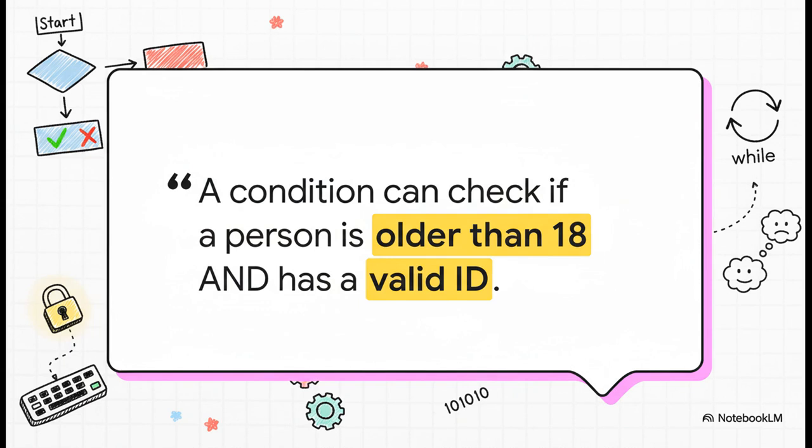But decisions are rarely based on just one thing. What if you need to check multiple conditions at once? Well, we can use logical operators like AND. This lets the program check several things at the same time. And with AND, the whole statement only becomes true if every single part of it is true. This is how you start to combine simple rules to create some really complex logic.